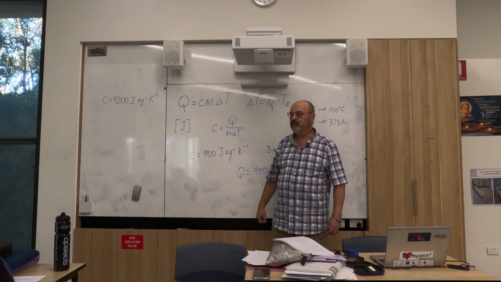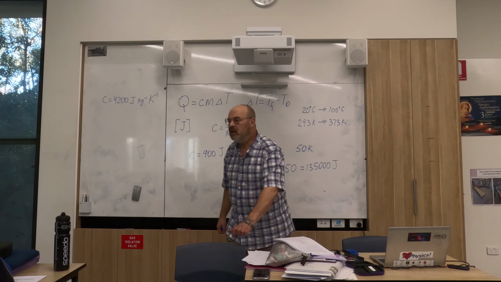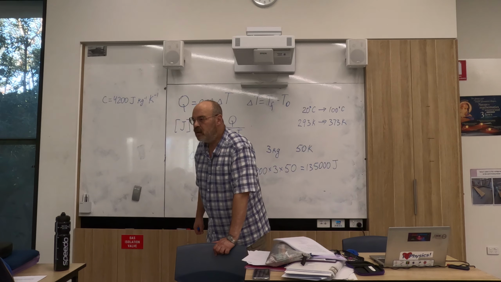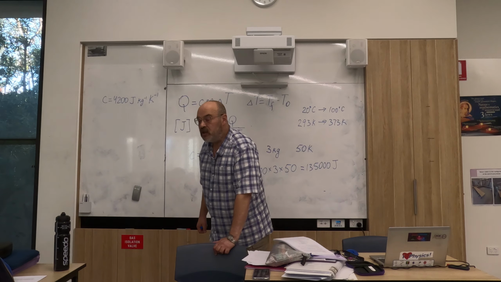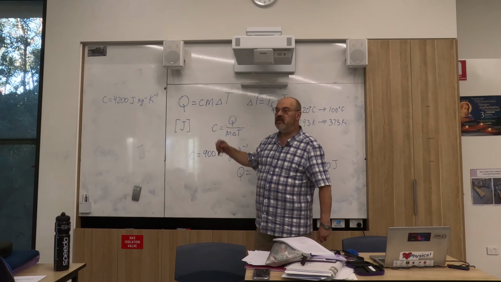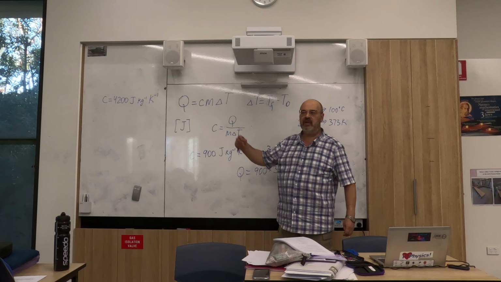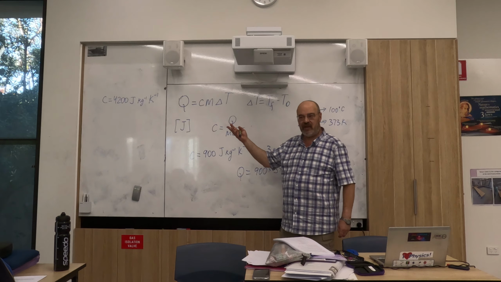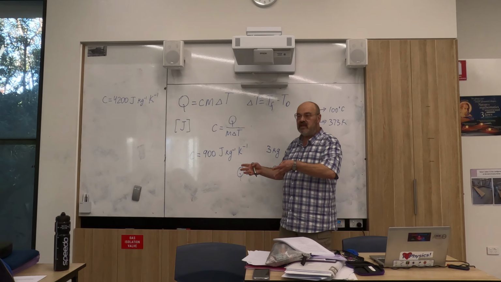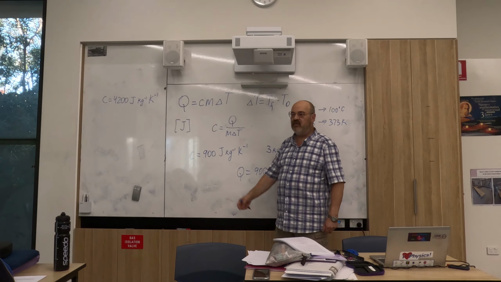Is the specific heat capacity determined by the chemical makeup? Yes, for each substance it will be different. Aluminium has one, copper has another, gold another, water another, air another. So every substance has its own specific heat capacity.